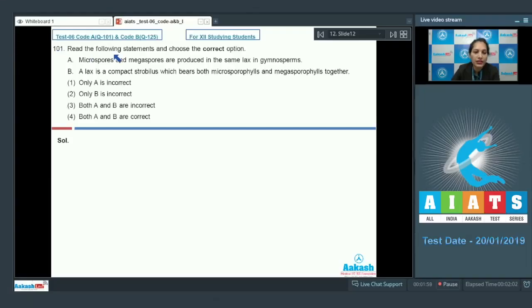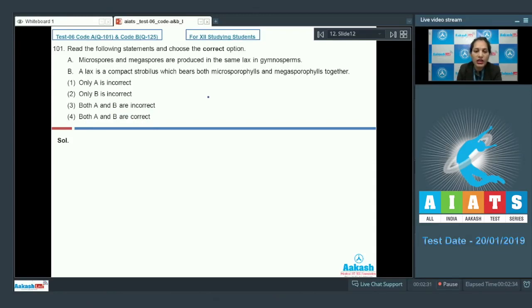Question number 101. Read the following statements and choose the correct option. Statement A. Microspores and megaspores are produced in the same lax in gymnosperms. Statement B. A lax is a compact strobilus which bears both microsporophylls and megasporophylls together. First option, only A is incorrect. Second, only B is incorrect. Third, both A and B are incorrect. Fourth, both A and B are correct.